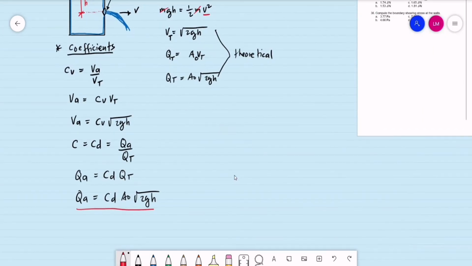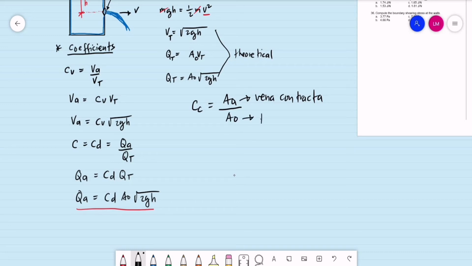So, meron din pa tayong isa pang coefficient. Ito naman yung coefficient of contraction. Ay sabihin natin na ito yung C sub C. Coefficient of contraction is the area actual. Ito yung area ng vena contracta. Yun yung contracted cross-sectional area ng liquid paglabas niya sa orifice. So, area actual is the area of the vena contracta divided by yung area ng orifice.